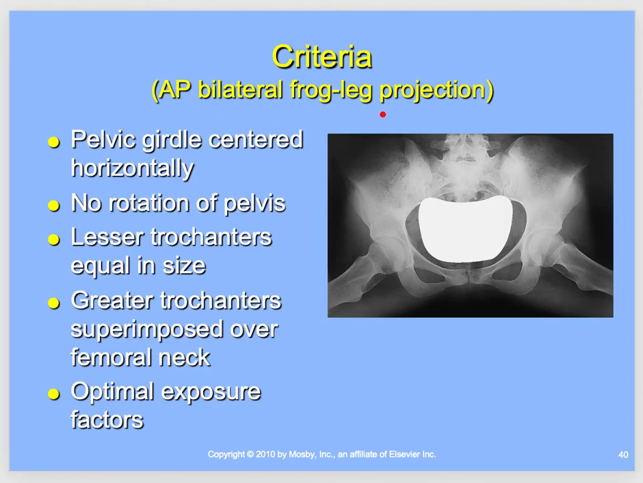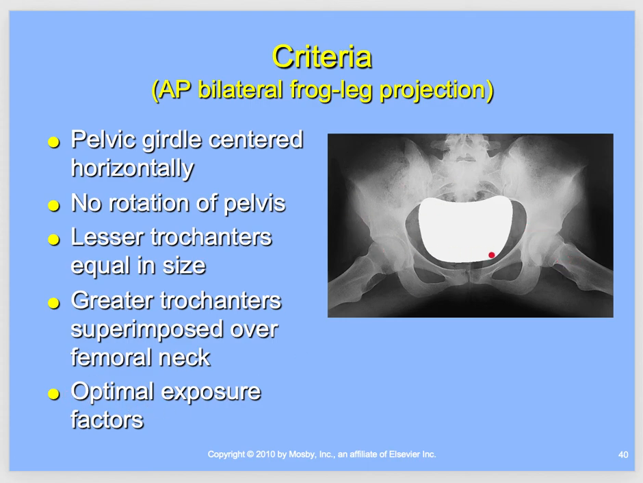So AP bilateral frog leg projection, pelvic girdle is centered horizontally. You've got no rotation. You are clipping the iliac crest, but we're more interested in the femurs and the distal part of the pelvis. So lesser trochanters are equal size, which you can see here, the lesser trochanters. Greater trochanters are superimposed over the femoral neck right here. Okay. And then you have optimal exposure factors.